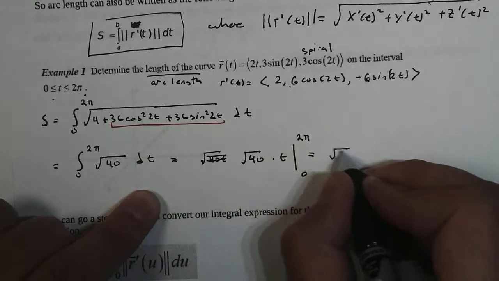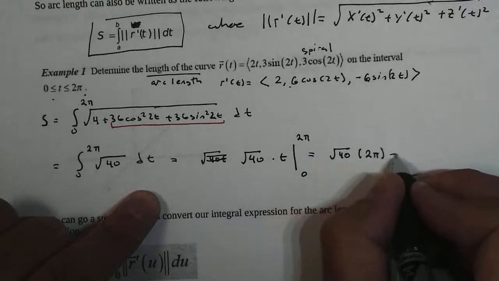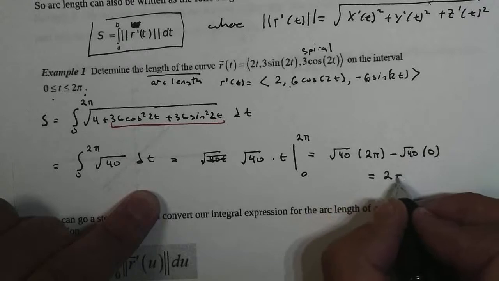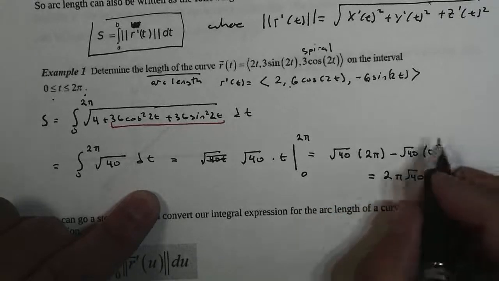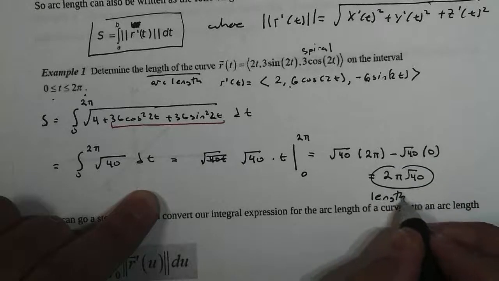So this becomes the square root of 40 times 2 pi minus the square root of 40 times 0, which is just 2 pi root 40. And this is the length of that spiral for that time.